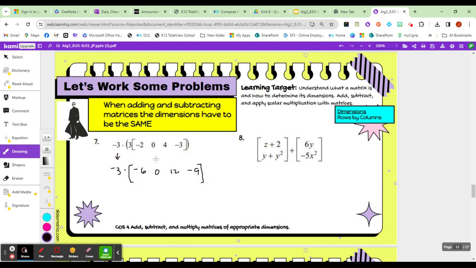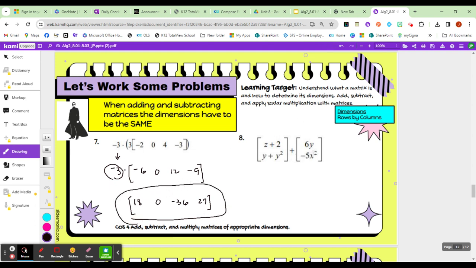And then what you do, what's in parentheses, this becomes your scalar. You'll multiply everything in here by your scalar. Negative 3 times negative 6 is 18. Negative 3 times 0 is 0. Negative 3 times 12 is negative 36. And negative 3 times negative 9 is positive 27. This will be your answer.